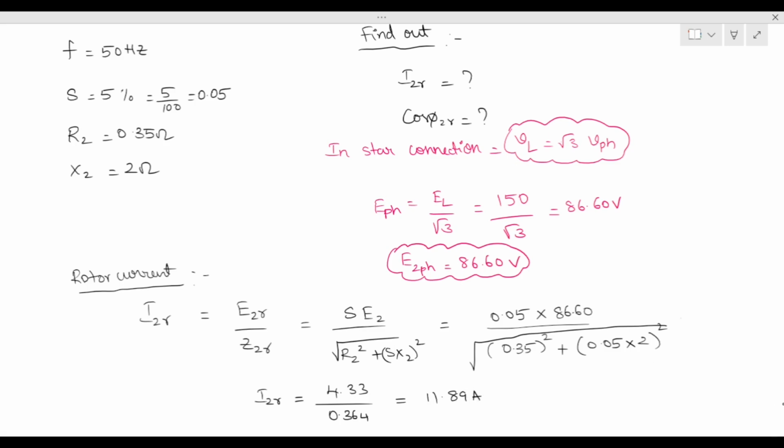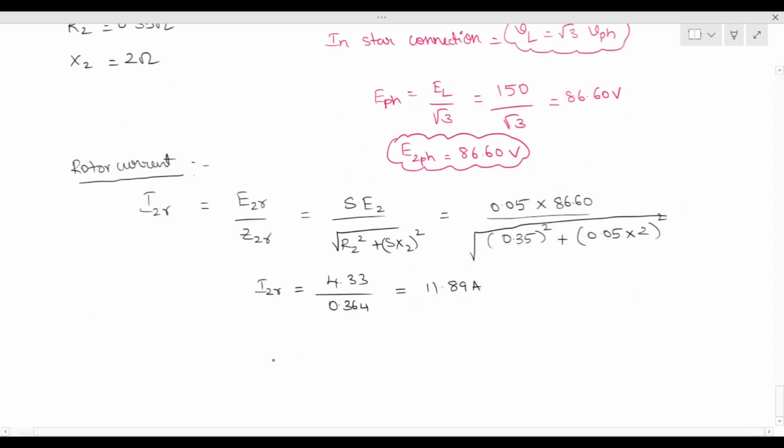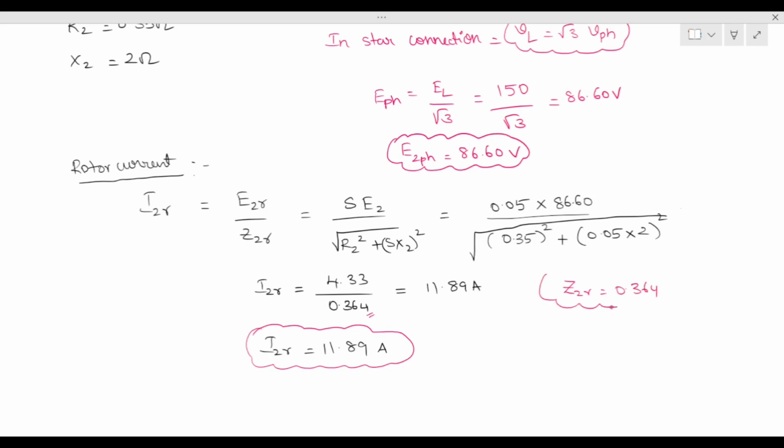So I2R is equal to 11.89 amperes. We can take this value as 11.89 amperes. So this is the procedure to find the current. Here Z2R is this, and the numerator is S into E2. The Z2R value is 0.364, because I will use this value in the rotor power factor.